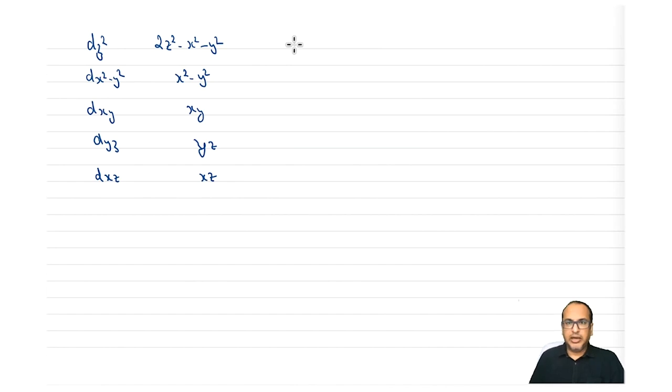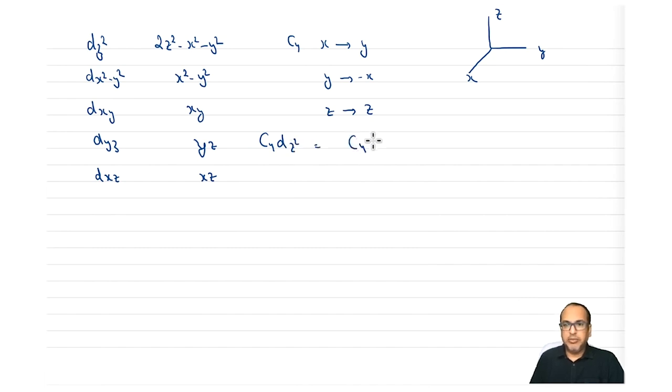So let us take an example of C4. When we apply C4 onto x, we get y. Let's also draw the coordinate system so that it is easier to see. So we have x, y, and z. So x goes to y upon doing C4, and then y goes to minus x, and z remains as z. Now if we want to see the effect of C4 onto, let's say, dz square, then we want to see what happens to this function, 2z square minus x square minus y square.